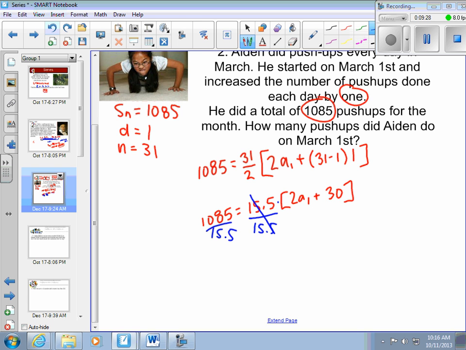If we divide 1,085 by 15.5, we get 70. Now it should be pretty simple from here. Subtract 30, divide by 2, and it looks like on the first day, Aiden did 20 push-ups. So the answer would be 20.